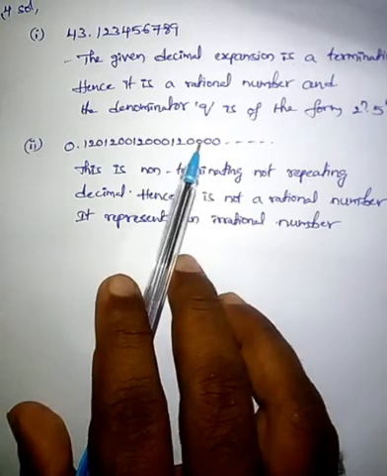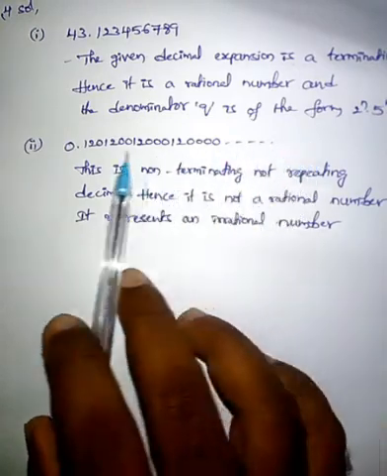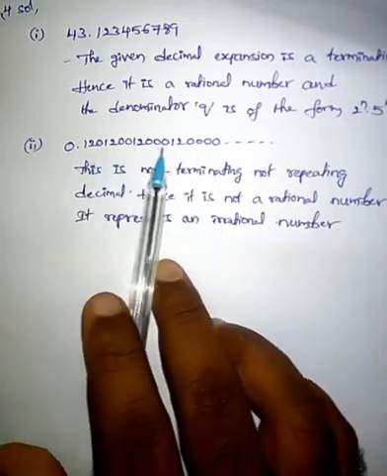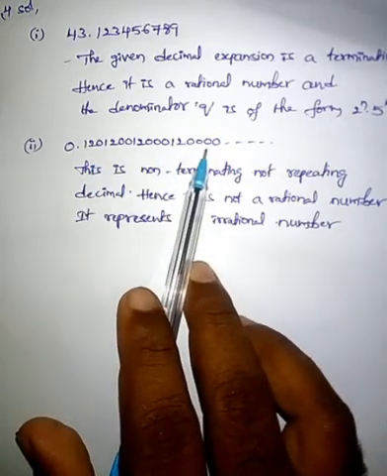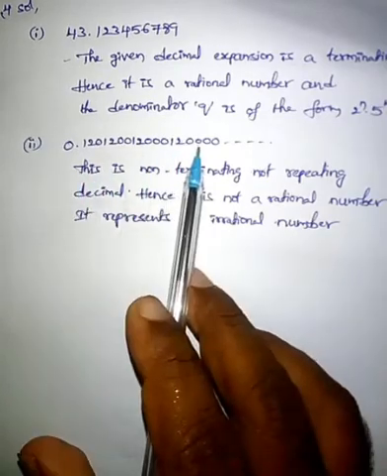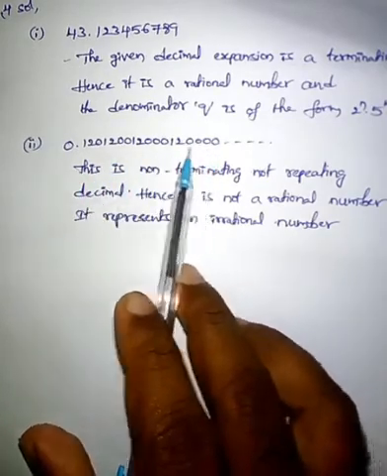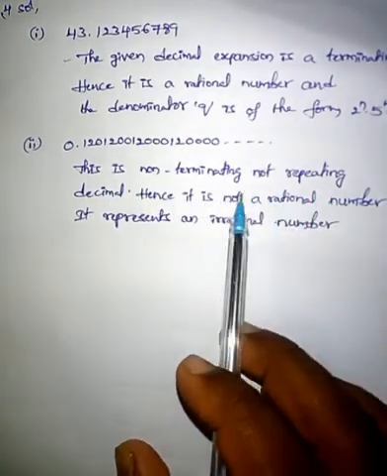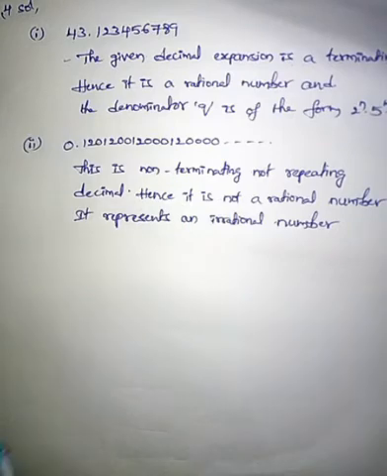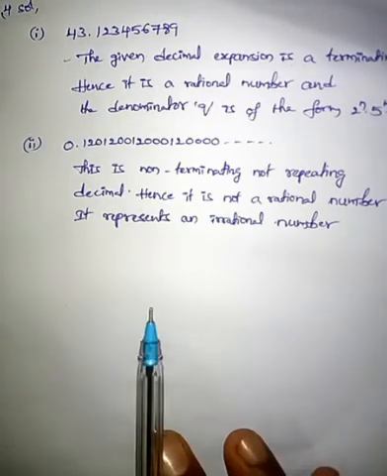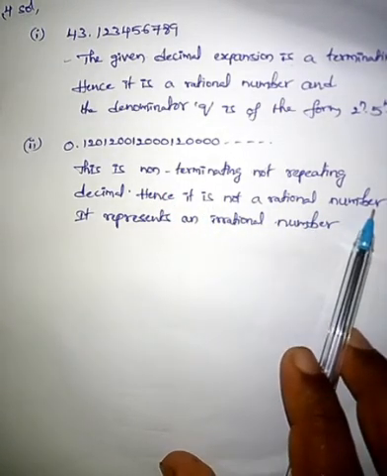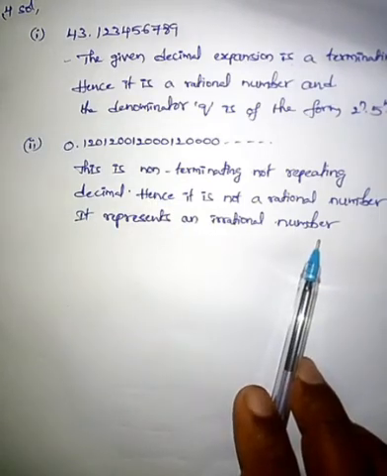0.120120012000000 and so on. So we can observe that this is non-terminating and not repeating also. So you can observe that a group of numbers or any numbers are not repeating in this number. So we can say that this is a non-terminating, not repeating decimal. Already I told you that a non-terminating, not repeating decimal cannot be expressed in the form of p by q. So that's why it is not a rational number, it represents an irrational number. Okay.